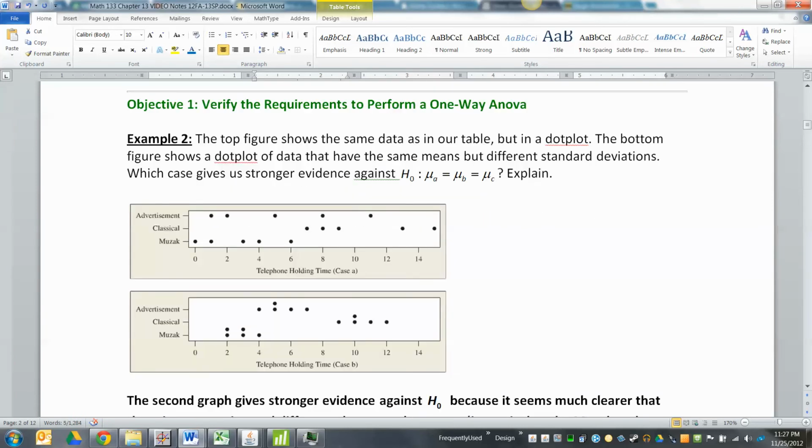And then the bottom figure shows a dot plot of the data that had the same means, but different standard deviations. This advertisement ones, those 5 dots on the top line, they have a mean of 5.4. So do these 5 dots, but they have a smaller standard deviation. You can see because the spread is much less. Look at the way these advertisement ones are all clumped, as opposed to these advertisement ones that we really had, which were all spread out.